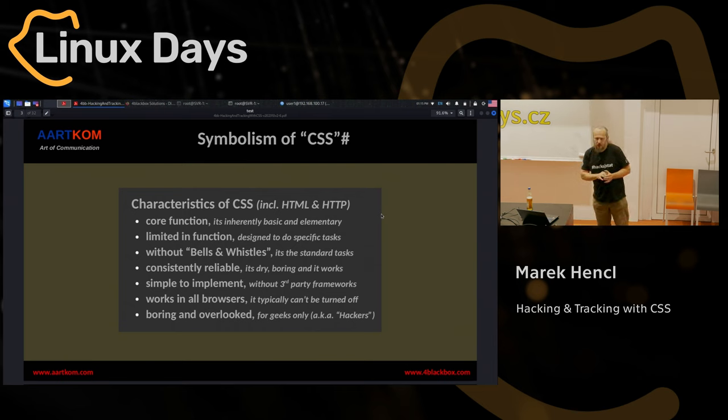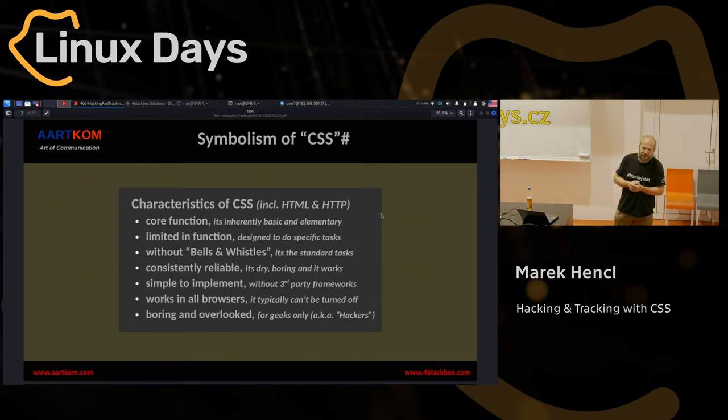If I jump over to tracking with CSS, and I talk about CSS, I'm thinking here about using the fundamentals, using the basics, utilizing the core function. Something without bells and whistles, something that is consistently reliable.